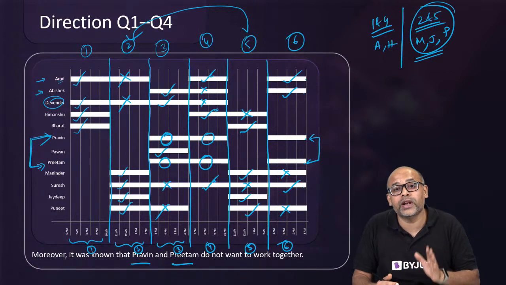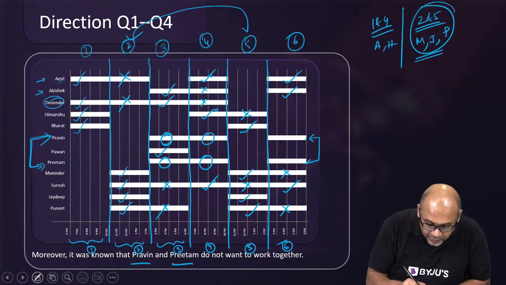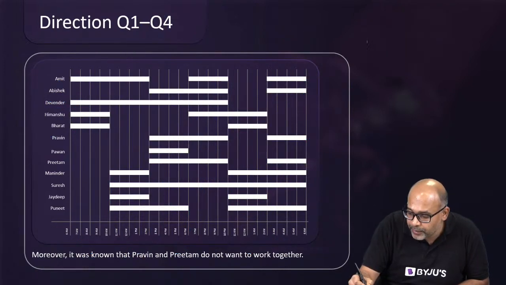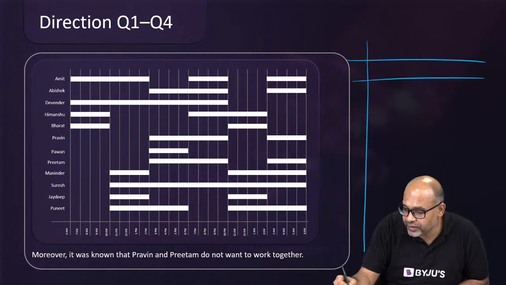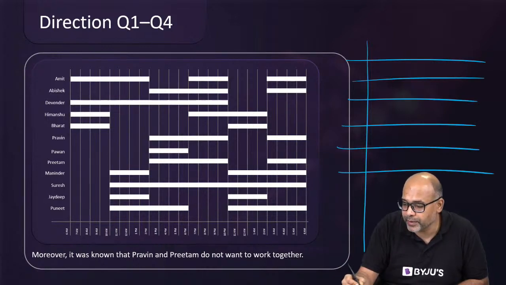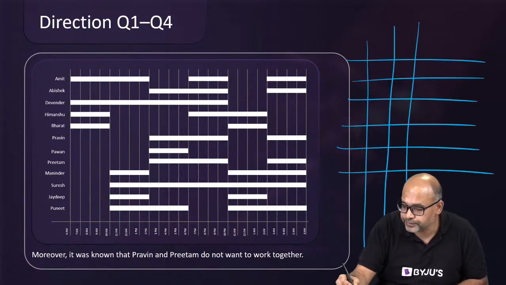So I'm going to give you an idea about how to convert this. Guys, take a look at it. Draw a table with 12 slots, I'm just giving you an example, and 6 columns.